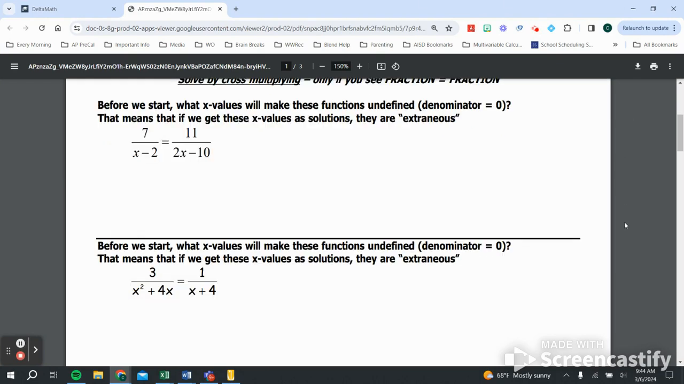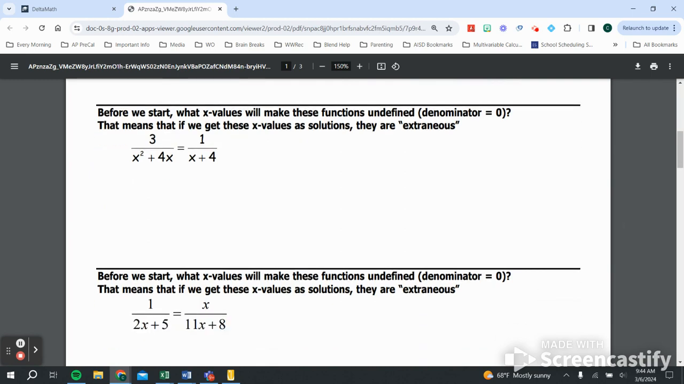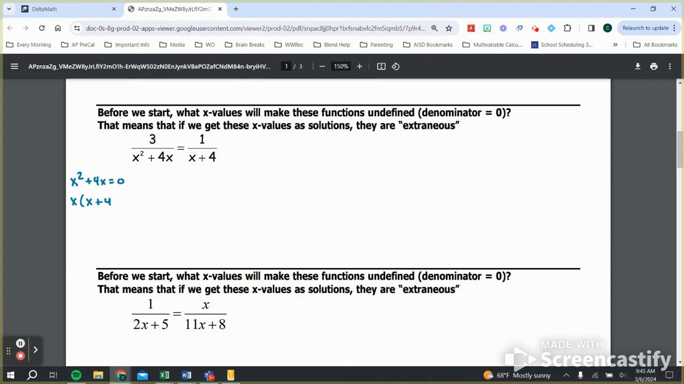All right, so now let's go ahead and look at this second example. It says before we start again, let's see where we are undefined. So if we make our x squared plus 4x equal to 0, factor out an x. It makes it easier to solve. That means x equals 0 and x equals negative 4, because each of our factors would be equal to 0. And on the other side, we have x plus 4, which we already have. x equals negative 4, so we only need to do that once.